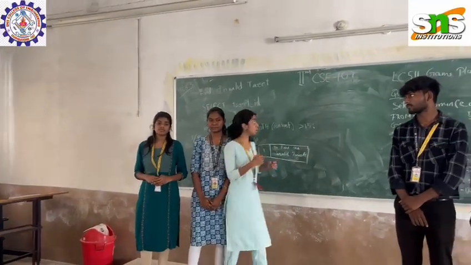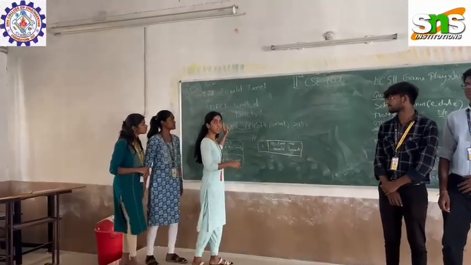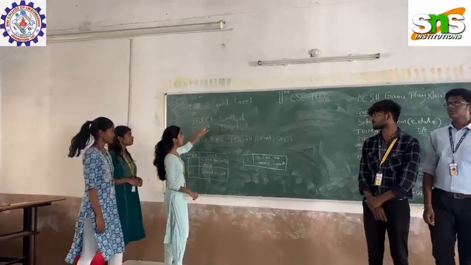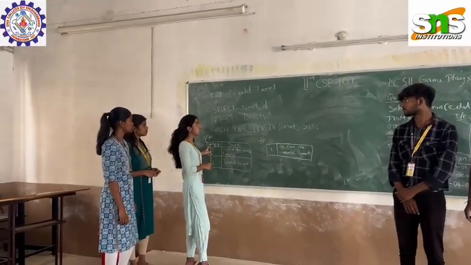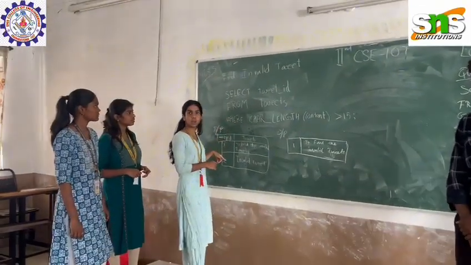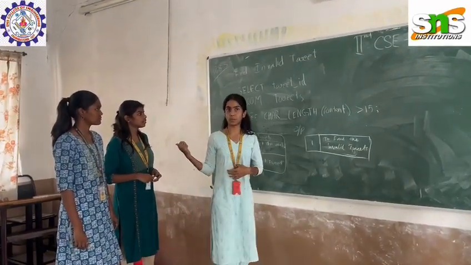We are going to explain LeetCode number 1683, invalid tweets. First, select tweet ID from tweets. Here the tweets table is already given, so we are going to select the tweet ID alone. The remaining will be continued by them.